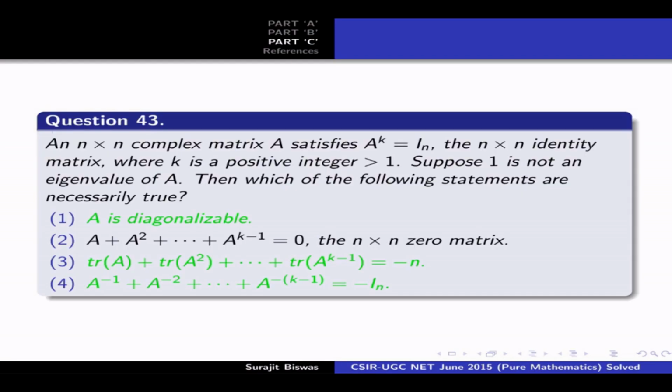So next problem. An n by n complex matrix A satisfies A^k = I_n, the n by n identity matrix, where k is a positive integer bigger than 1. Suppose 1 is not an eigenvalue of A. Which of the following statements are necessarily true? The first option is that A is diagonalizable. So let's see that.